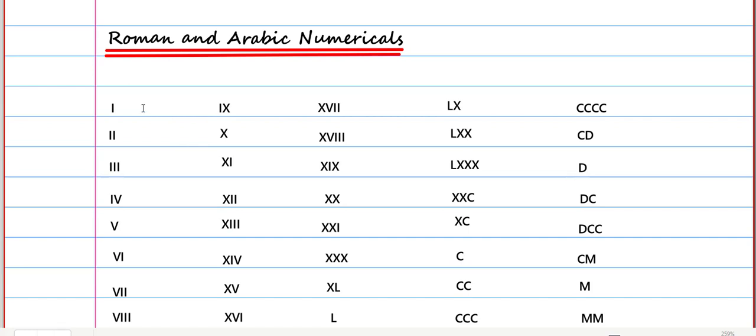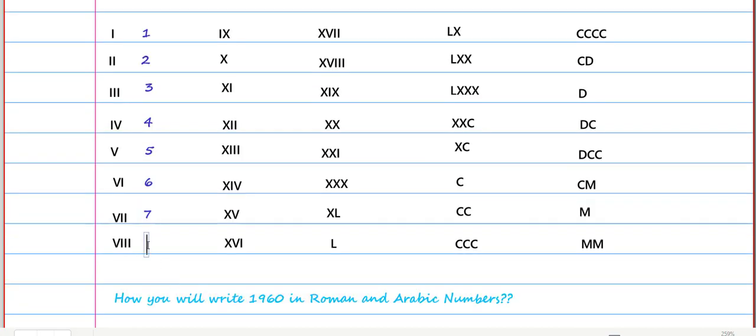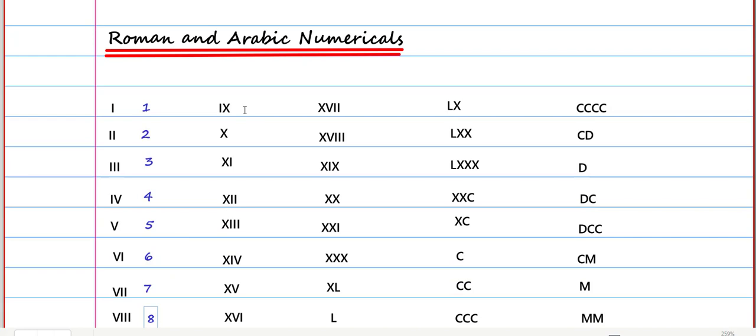I hope everyone knows that this represents 1, this represents 2, this represents 3, this represents 4, this represents 5. So if this is 5 and this is 1, that means 5 plus 1 is 6. This is 7. This is 8.